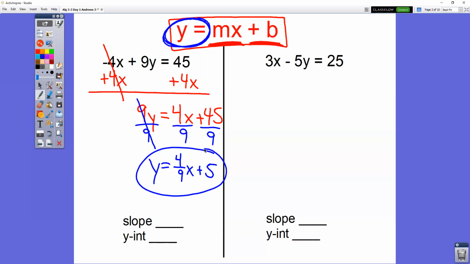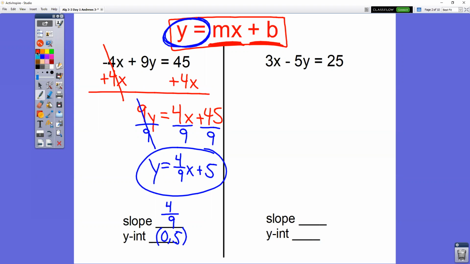So there's my equation. Now I just want to identify my slope and my y-intercept. My slope is the number that goes in front of the x. That is 4/9. My y-intercept is 0, comma, whatever my plus or minus is. In this case, it is 0, comma 5. Take a look at the next one.